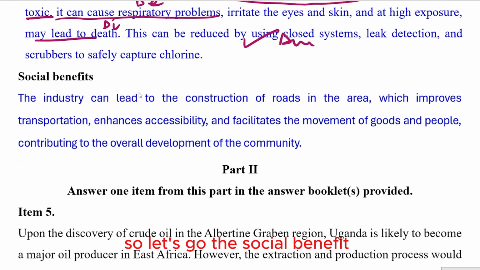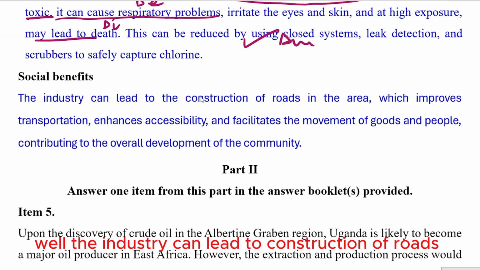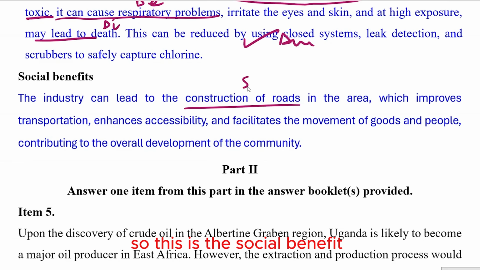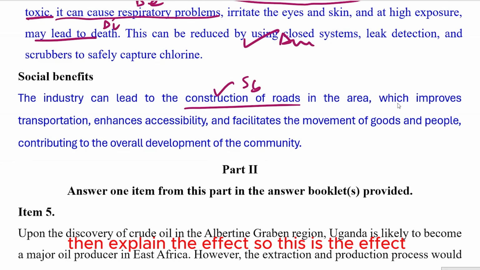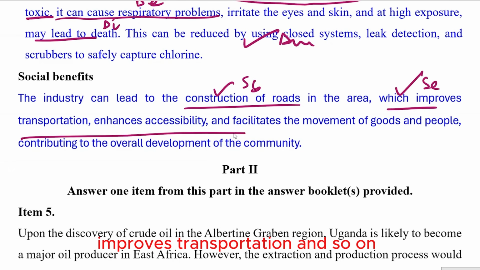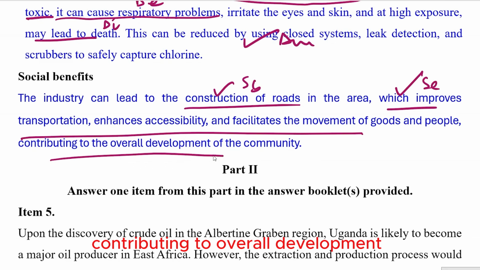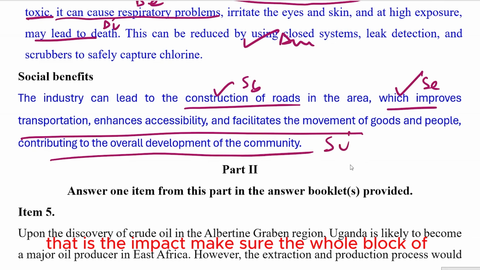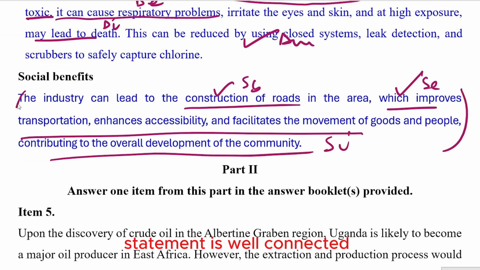So let's go to the social benefit. Just connect the statement well. The industry can lead to construction of roads. So this is the social benefit. Then explain the effect. So this is the effect: improves transportation and so on, contributing to overall development. That is the impact. Make sure the whole block of statements is well connected. There is no science in that.